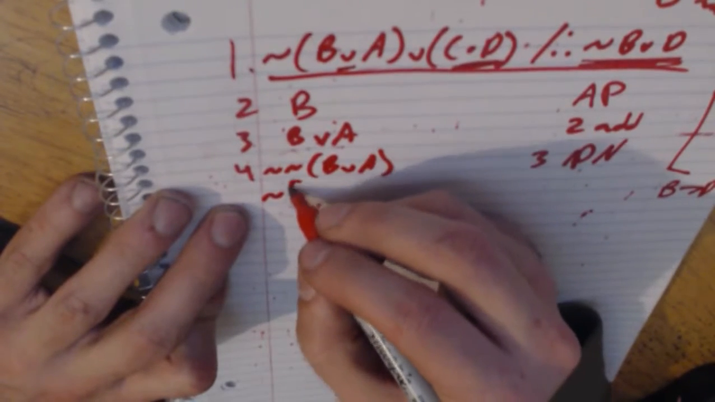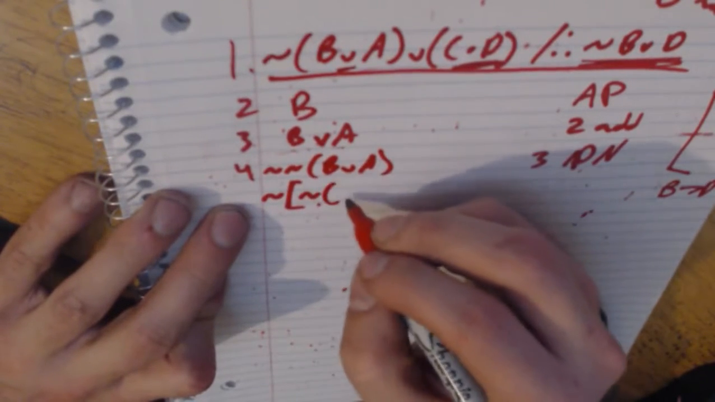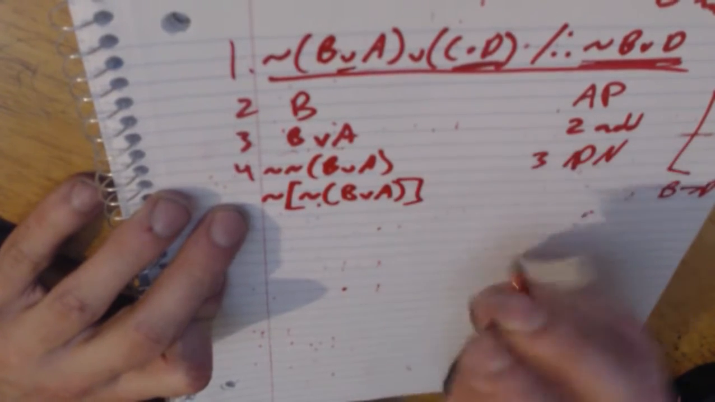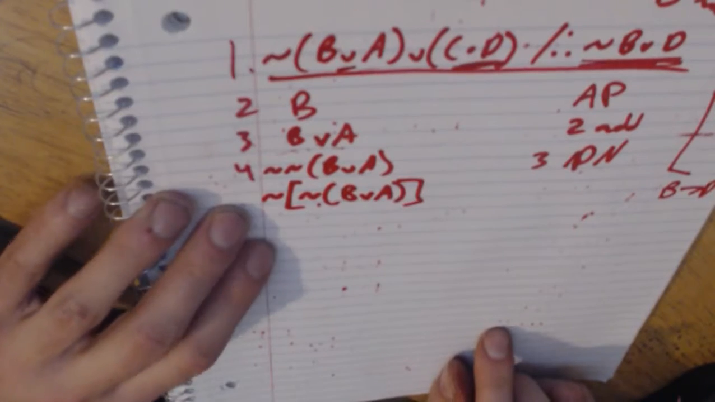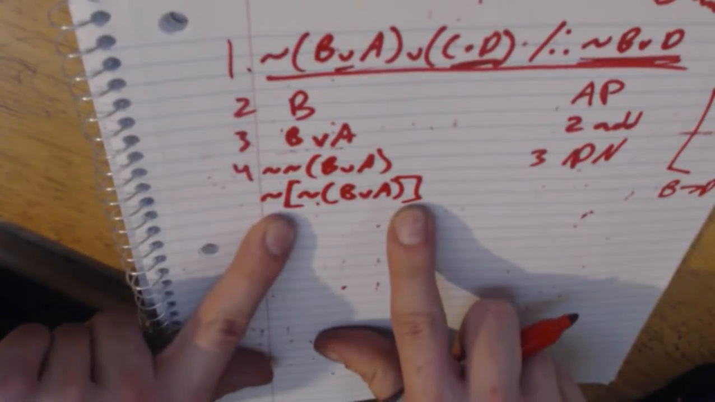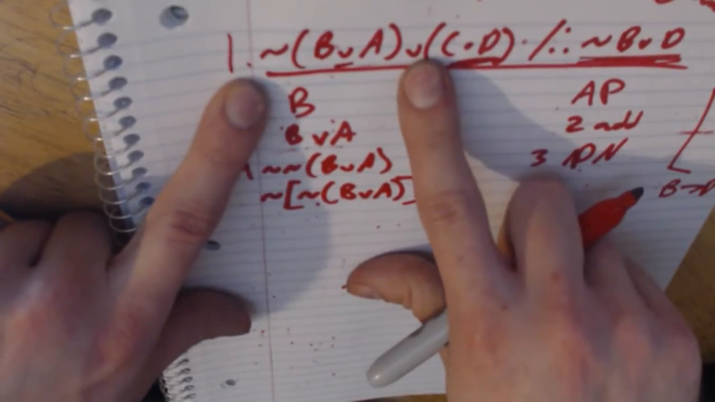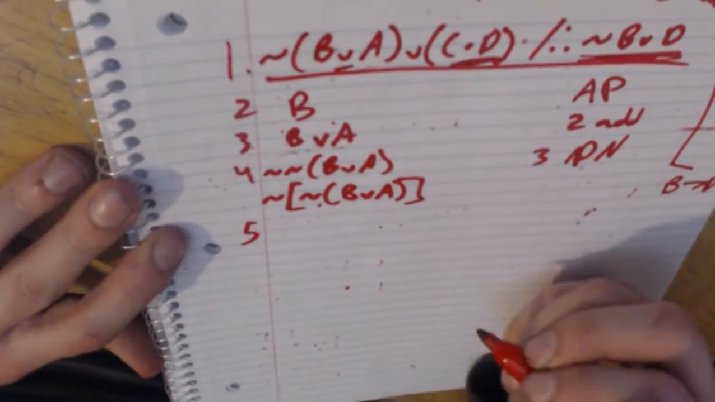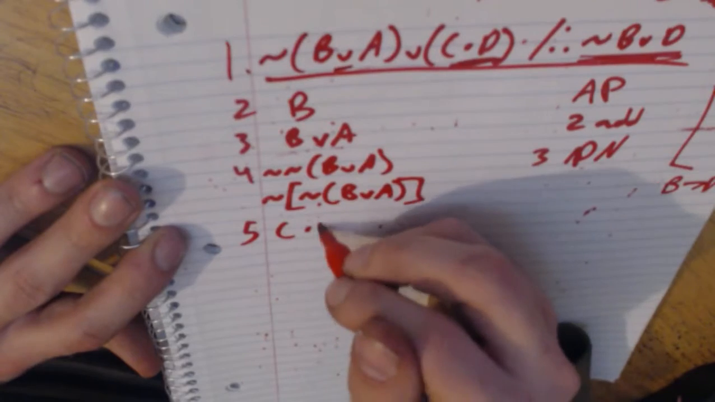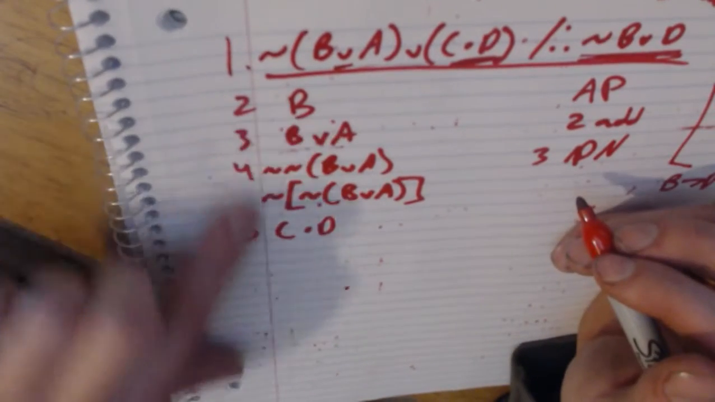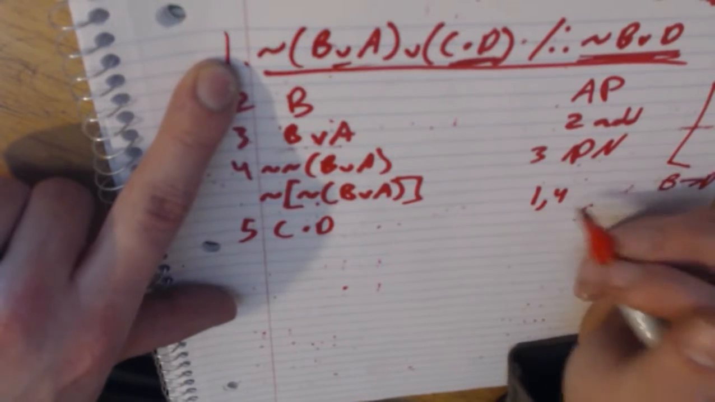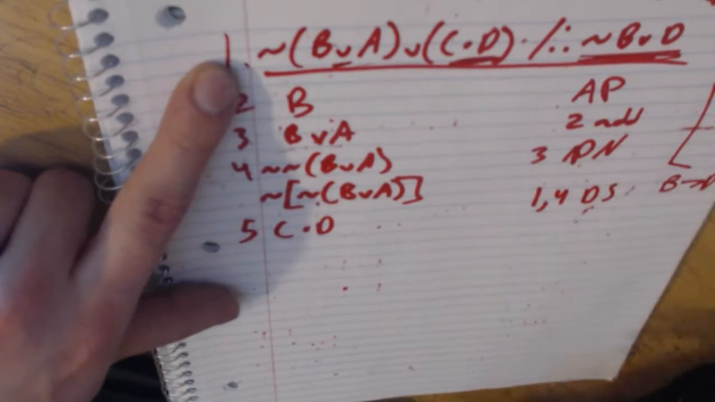Not... alright, so it's not this right here, and we have that up here. Therefore, bam, up there. 5, C and D by lines 1 and 4, disjunctive syllogism.